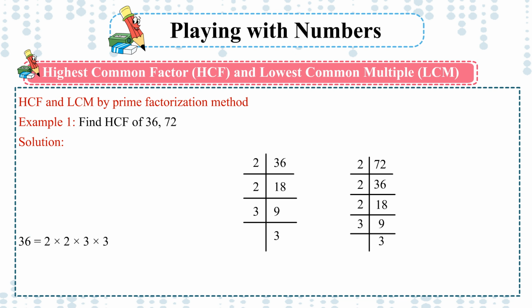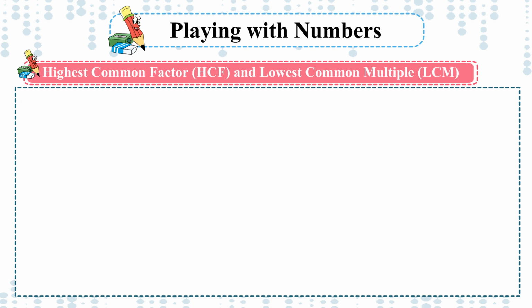36 is equal to 2 multiply 2 multiply 3 multiply 3. 72 is equal to 2 multiply 2 multiply 2 multiply 3 multiply 3. HCF of 36 and 72 is equal to 2 multiply 2 multiply 3 multiply 3, which is 36.